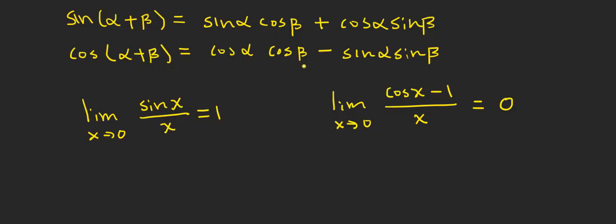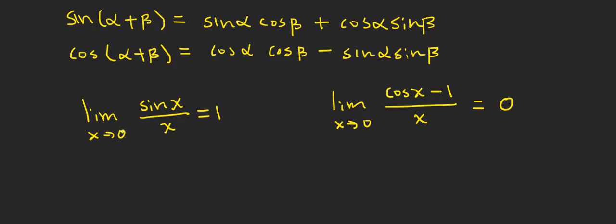In this video, we're going to find the derivatives of trig functions. Before we do that, let's review from trig that sine of alpha plus beta is sine alpha cosine beta plus cosine alpha sine beta. And cosine of alpha plus beta is cosine alpha cosine beta minus sine alpha sine beta.